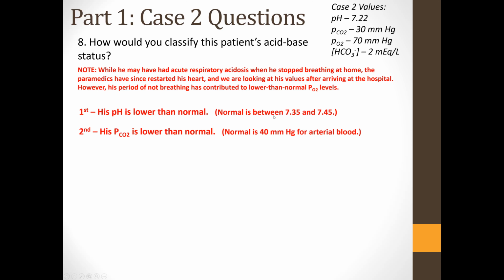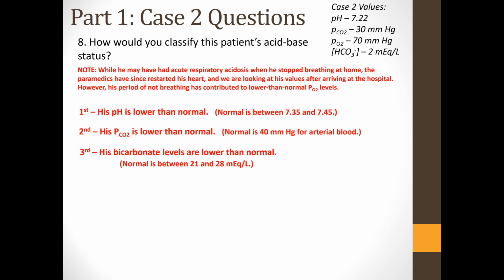That right there tells you that this is no longer respiratory acidosis, because with respiratory acidosis, you would have a low pH and a high carbon dioxide. So with respiratory acidosis, the pH and the carbon dioxide levels are opposite. We don't see that here. Here we see a low pH and we see a low carbon dioxide level.